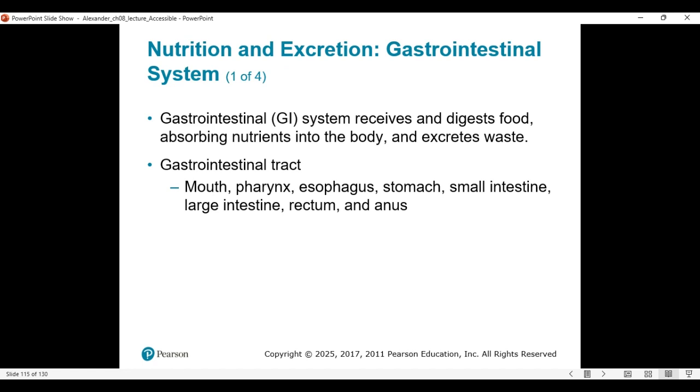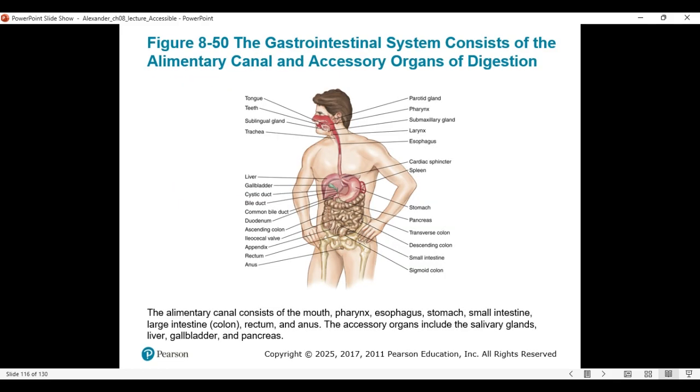The GI system, or the gastrointestinal, receives and digests food, absorbs the nutrients, and excretes waste. The GI tract would include the mouth, pharynx, esophagus, stomach, small and large intestine, the rectum, and the anus. Here's a nice picture of that.